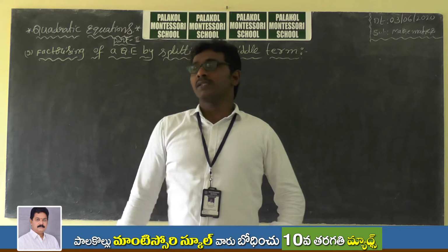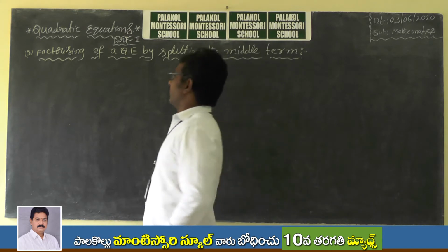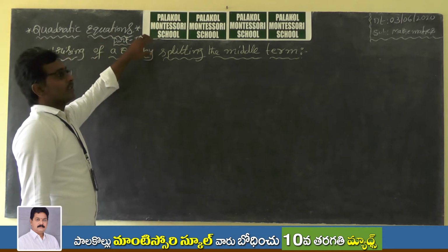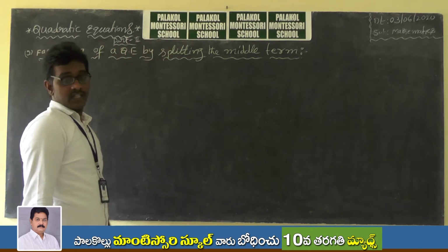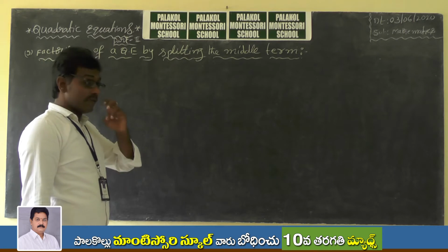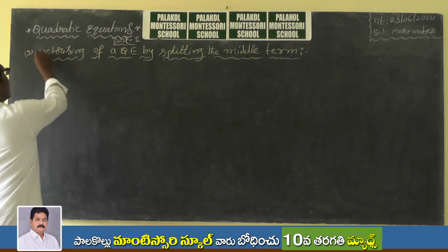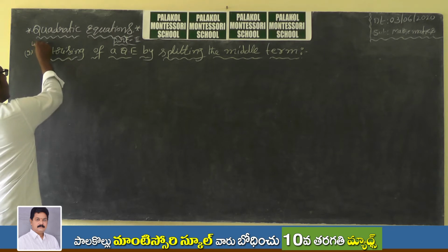Now, this session we discuss factorizing a quadratic equation by splitting the middle term. It is important and very easy. Definitely in this area, according to the public examination, a 4 marks question is given.